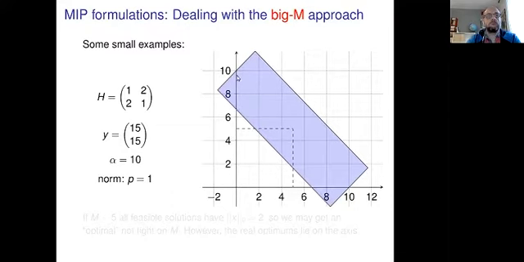Because in this segment, all these solutions have x1 equal to 0. All these solutions have x2 equal to 0, and all the rest of the solutions have a non-zero value for both x1 and x2. Okay, so these are actually the optimal solutions for this problem.